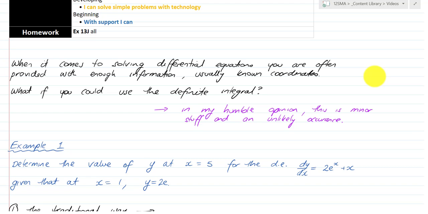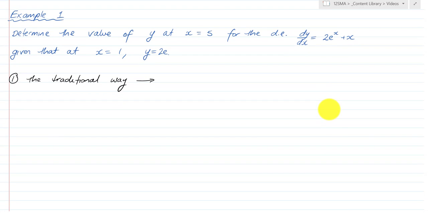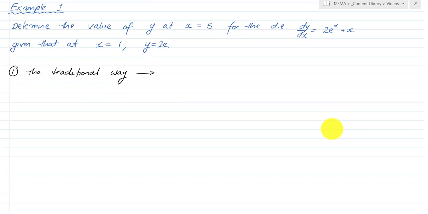You can see what I've written in purple there. In my humble opinion, it's a minor thing, an unlikely occurrence that you have to do it this way. When I say unlikely, it's not really mentioned in the syllabus, but we use the Cambridge textbook, so we're just making sure you've seen this, if you like, and I want to make sure that you've seen what they do in the book, and that it's not a question that you therefore have. So I'm going to do one example with you, and we'll talk about the traditional way, and then we'll talk about the definite integral way, and then maybe you can have a go at a couple of questions.